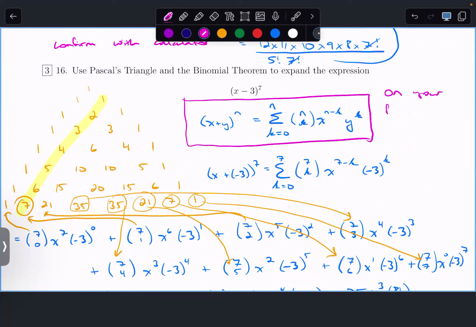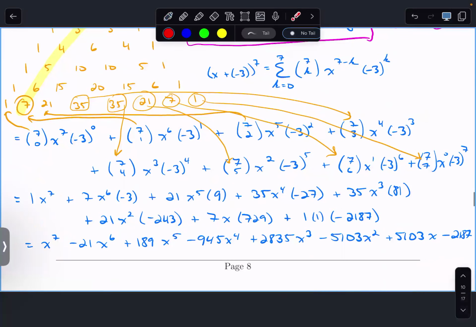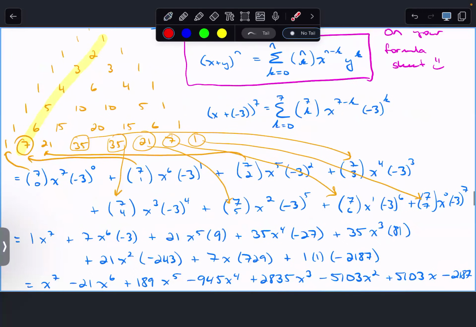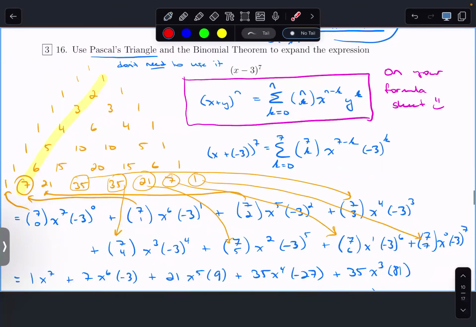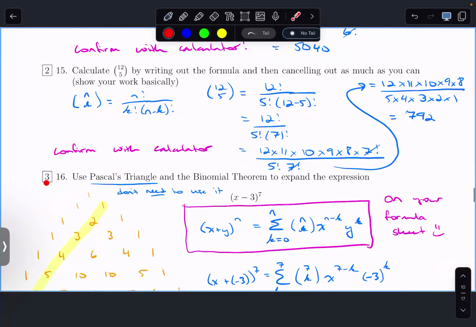On your formula sheet, but you don't need to use it. If you just write out the choose functions, that's fine, like this. Four marks for that one. Well, I've got 3 here. That's like half of our combinatorics marks. That's pretty good.